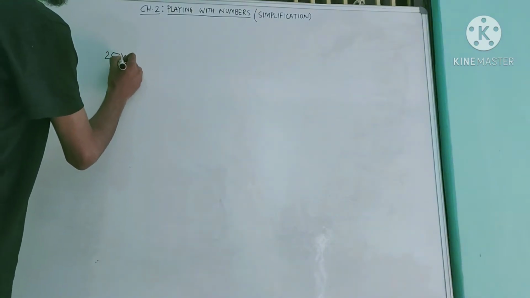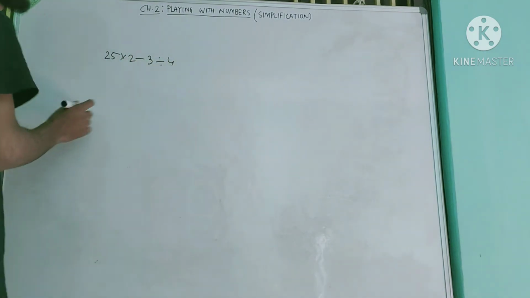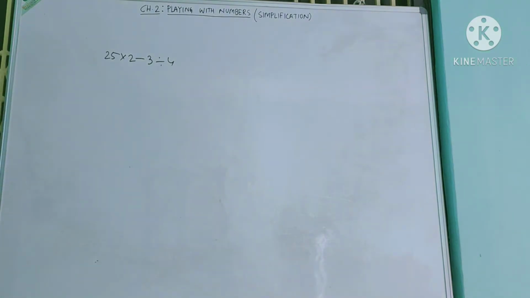Hi everyone, today we will start from chapter number 2, Playing with Numbers, of class 6. So, how to simplify an expression which can be written as 25 into 2 into minus 3 divided by 4, like this expression? How to solve that process we will learn here. For this process, we have to learn the order of operations.